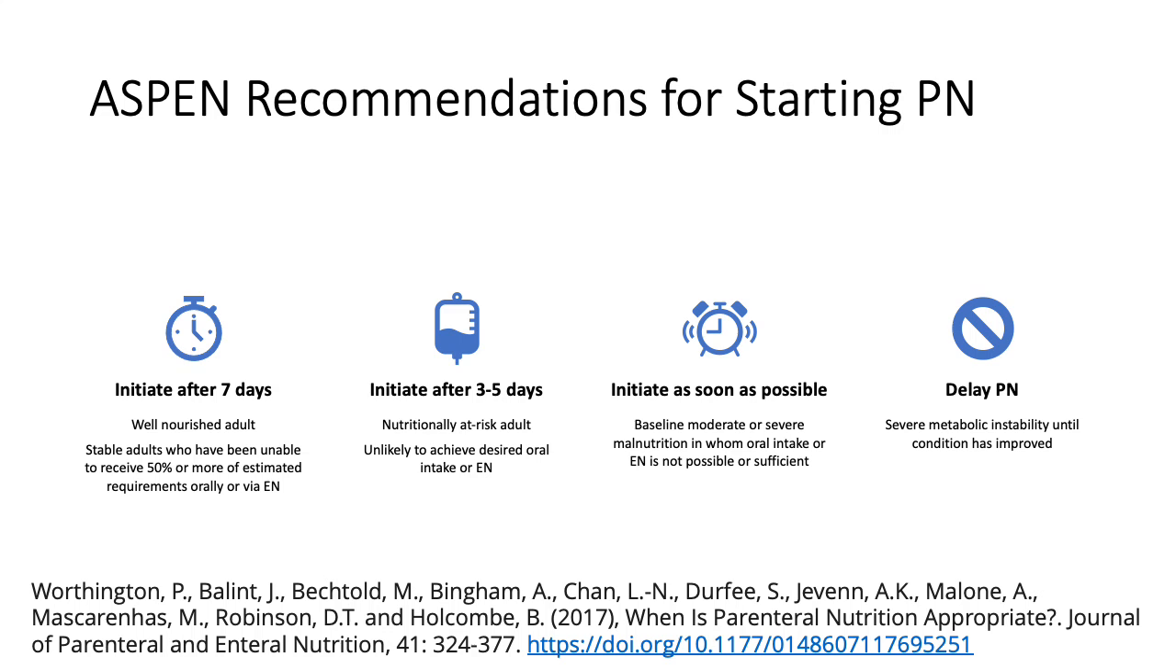And then we want to be a little bit more proactive and initiate as soon as possible for those with baseline moderate or severe malnutrition in whom oral intake or EN is not possible or sufficient. And then we want to make sure it's safe to initiate PN, so we delay it in those with severe metabolic instability until their condition has improved. Achieving hemodynamic stability, controlling blood sugar, and correcting major electrolyte abnormalities should all be done before starting PN.